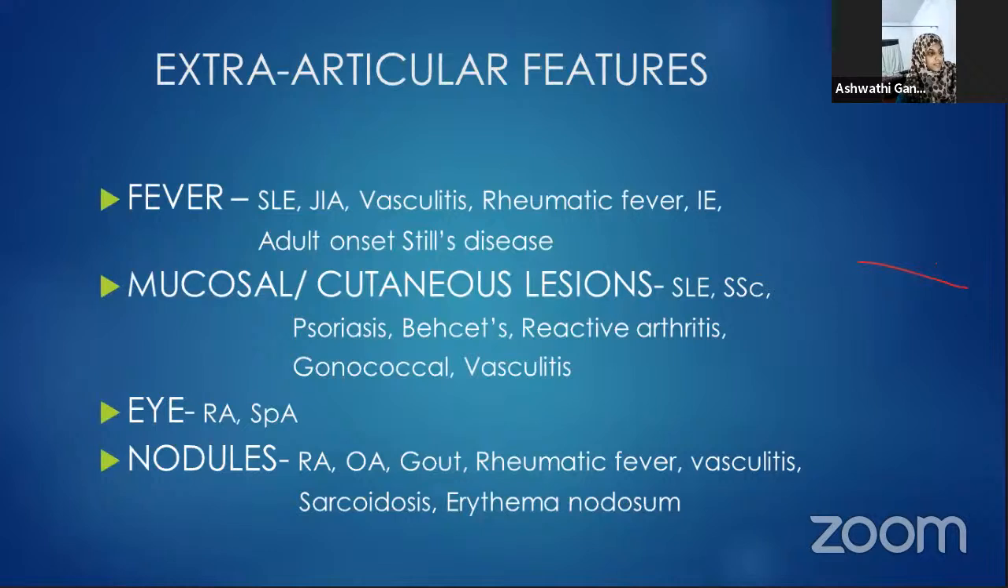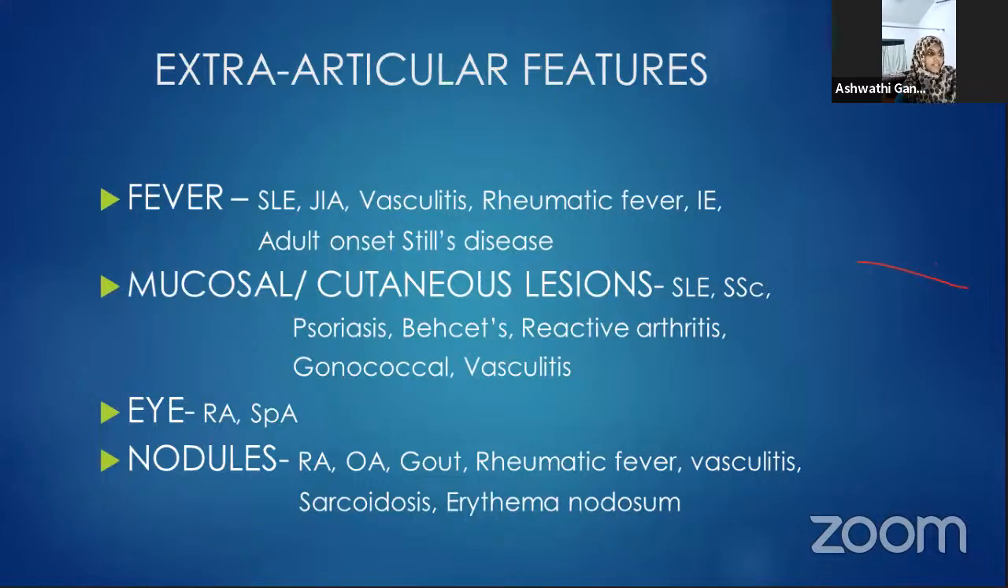Typical eye findings such as scleritis, episcleritis in rheumatoid arthritis, and conjunctivitis in Reiter's syndrome. Then nodules, extensor tendon nodules are very common in rheumatoid arthritis. Osteoarthritis can present as Heberden's nodules, Bouchard's nodules, and gout can present as arthritis.